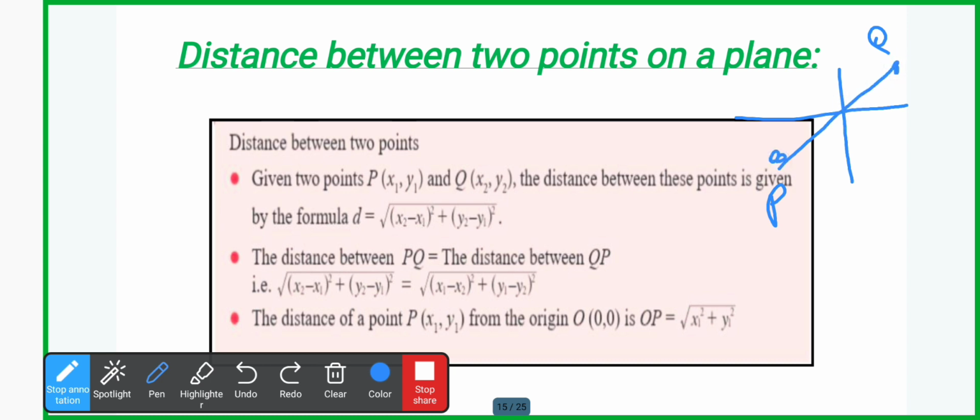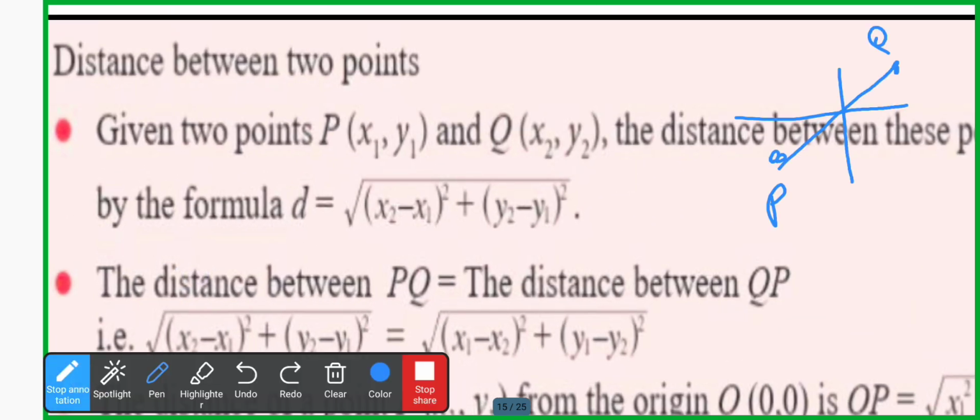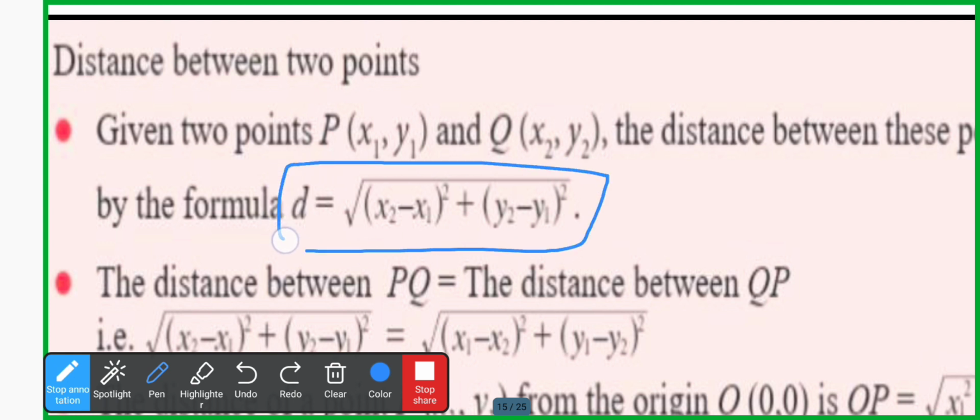So what are we going to do? We have to use this formula. And what is the formula? The formula is this: the square root of (x2 minus x1) whole square plus (y2 minus y1) whole square. If we have 2 points P and Q and you have to find the distance between these 2 points, simply you will use this formula, that is (x2 minus x1) whole square plus (y2 minus y1) whole square, under root.